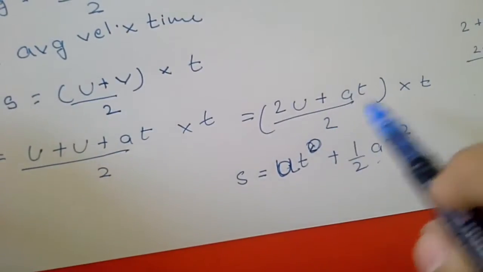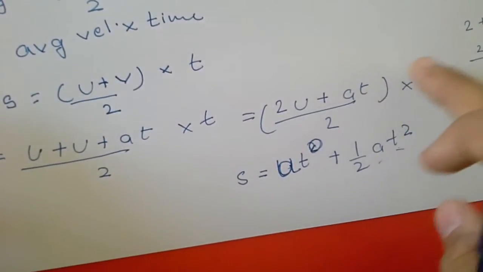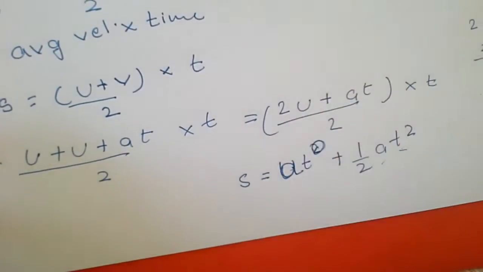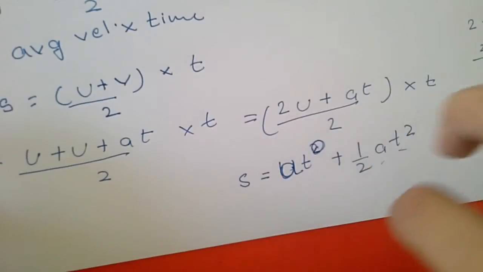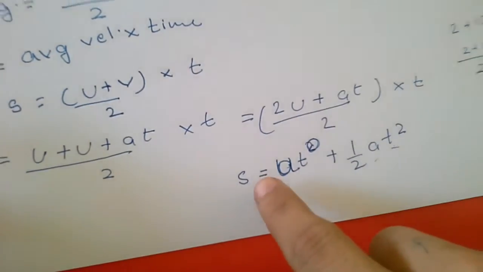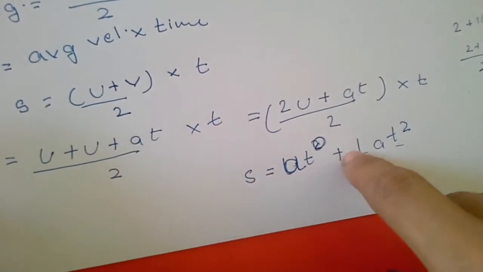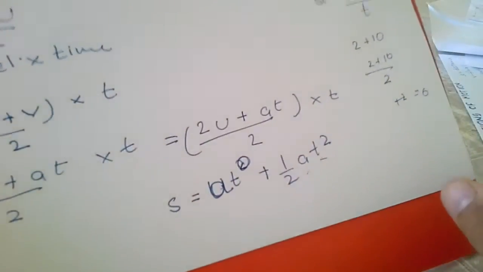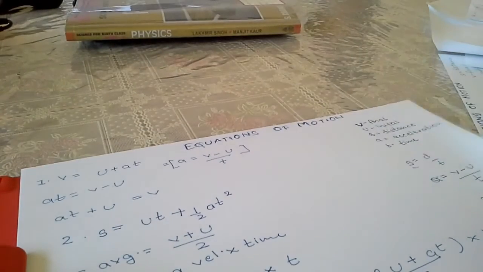Now if we solve this, we multiply, because this is a bracket. That's why I said brackets are important, they are not to be left out. We can write S is equal to ut plus half at square. It's that simple, and it's very easy to derive. Now let's go ahead with the third equation, which is also pretty simple to derive, but we need to use both the equations in this one.